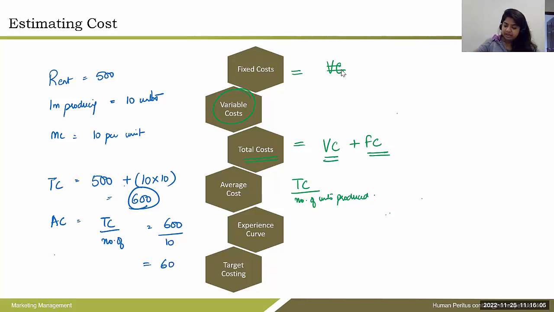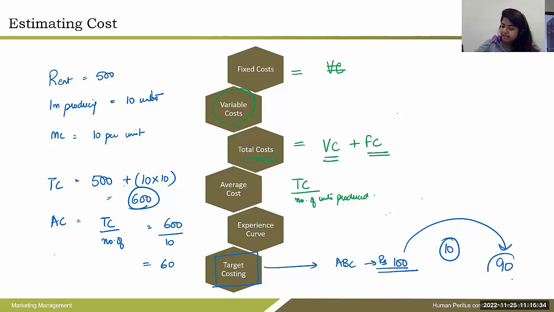Perfect. Now, we have something called target costing. Just think of it as the word target. So I give you a target that I need to sell the product ABC at 100 rupees. I cannot increase the price from 100 rupees. Now, also I need at least 10% profit. So 10 rupees goes in the profit. That means I have to make this at a cost of 90.